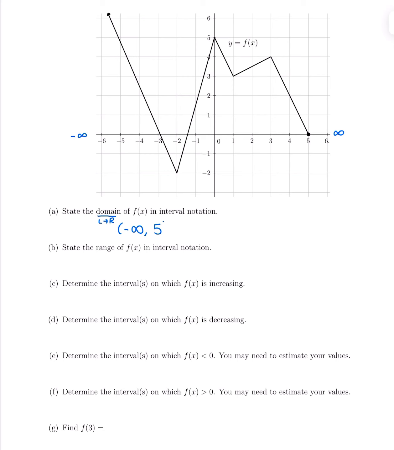So domain is going to go all the way to the left, and then it's going to stop at 5, and it does have a y value at 5. It's not an open circle, so we're going to include it. Versus range is read down to up.